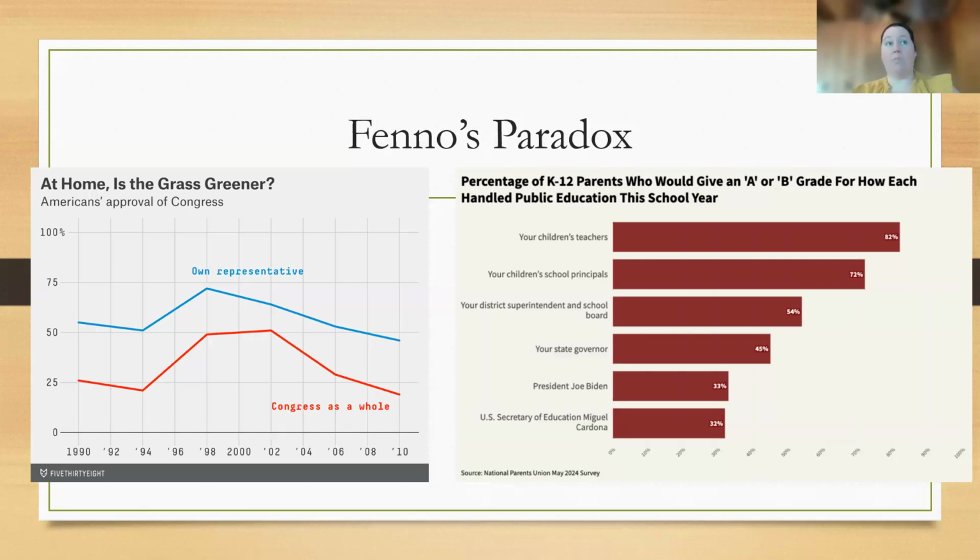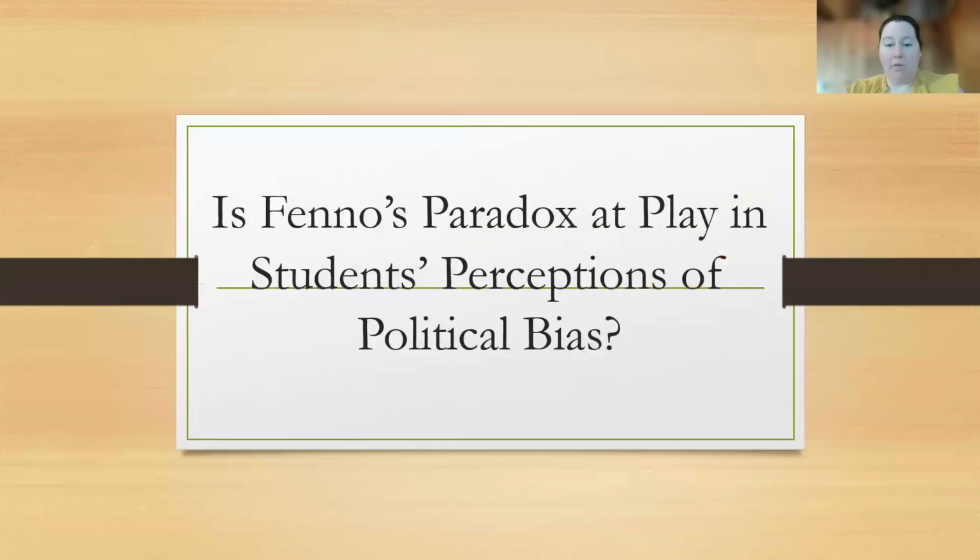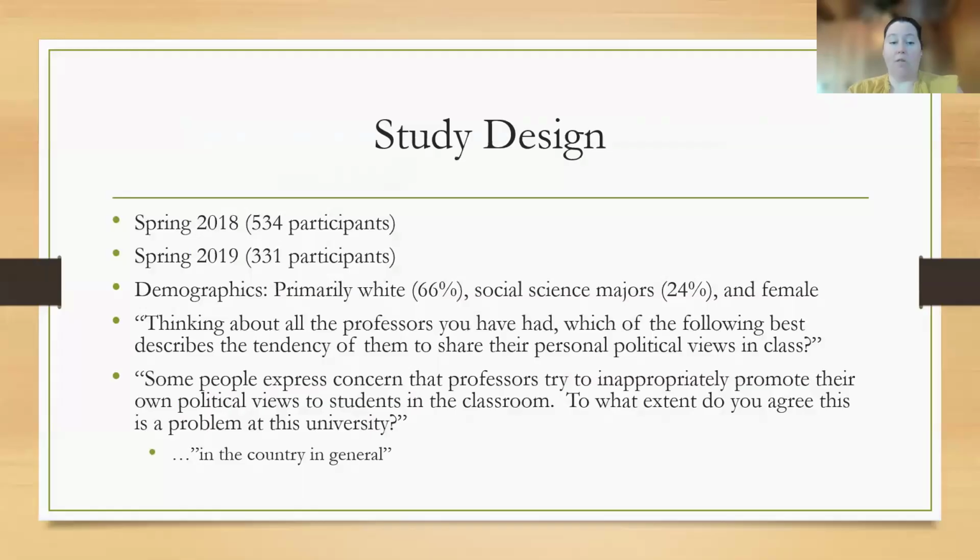Maybe when folks are perceiving that academia is too liberal, there's too much advocacy, and this is ruining education, maybe folks are perceiving that at the national level rather than at their own home institution. And so they set forth in trying to figure this out. Is Fenno's paradox at play, where they're feeling kind of icky about the national level of things, but feeling kind of good about their own university?